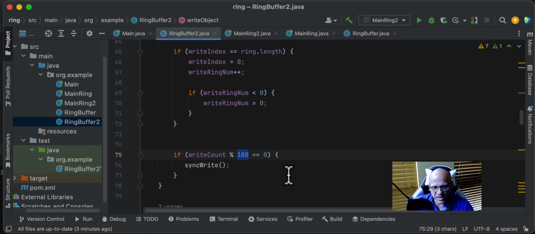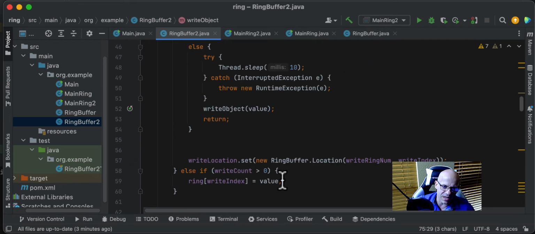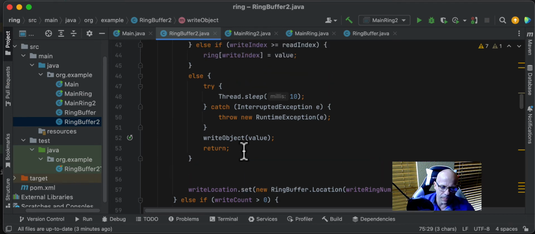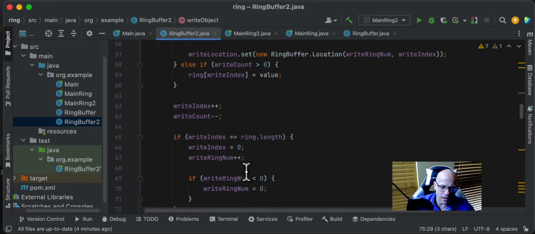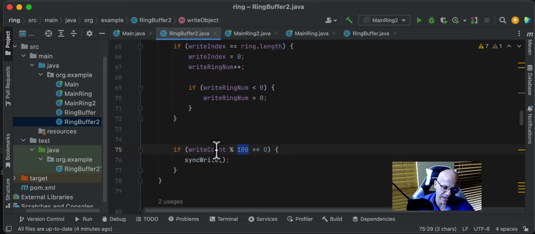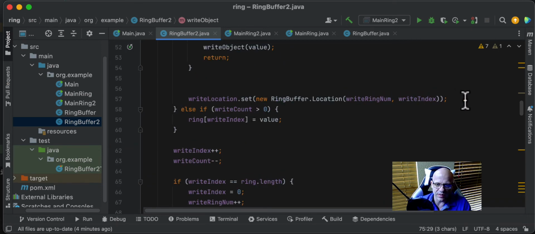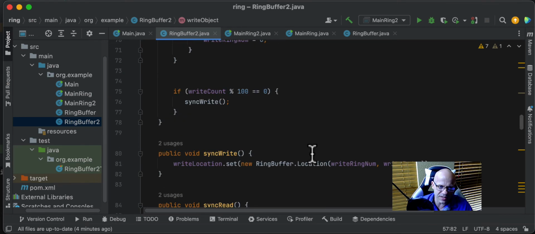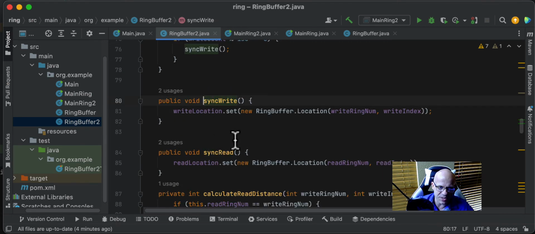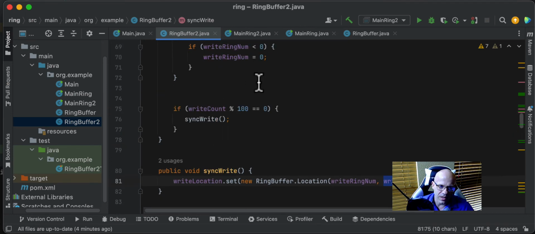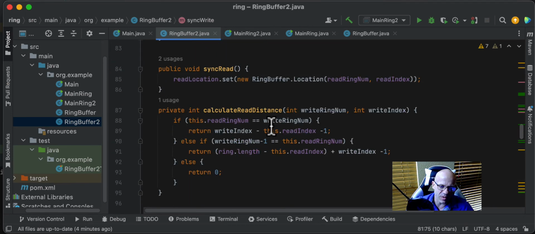So we'll sync when the write gets updated, but we'll also sync periodically every 100. So when the write count goes to 0 or every 100, we'll do a sync write. This is basically a sync write right here. That's the same code as a sync write. So sync write is basically just storing the write ring number and the write index into the writer location. Okay, so then we have our read.